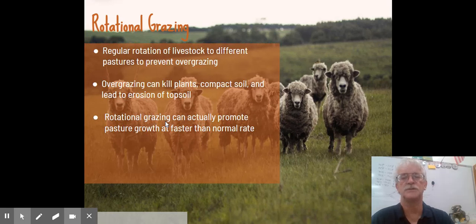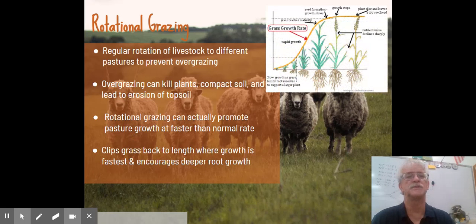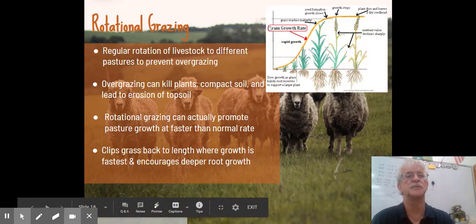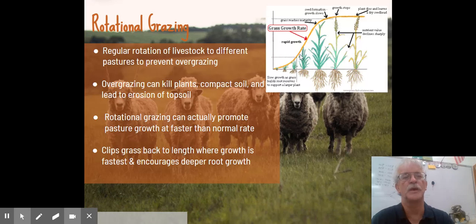By rotating the grazing, you actually promote growth of the pasture faster than what you would normally. It brings the grass back so that it grows faster. So there's a range in here going from right here to here where it grows very, very rapidly. And then it gets to a certain point and it stops growing. By keeping it in this range, in the almost vertical area, it grows faster, and therefore you're going to get deeper roots, less soil lost.